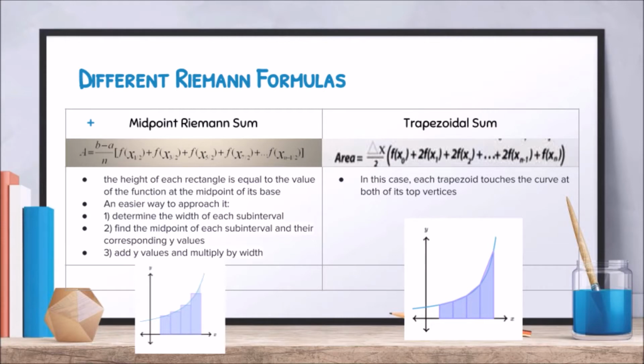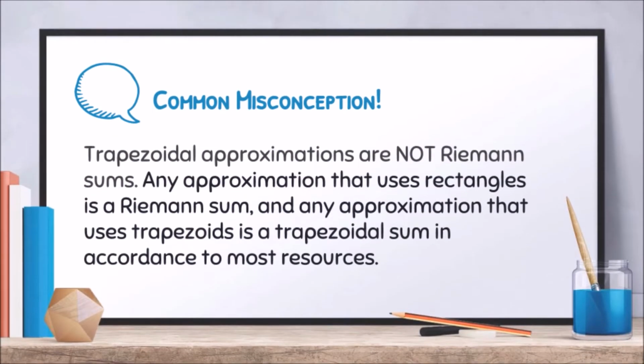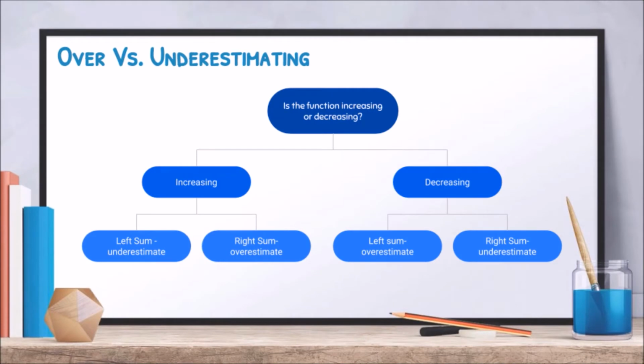In addition, you can also utilize the trapezoidal sum, where each trapezoid touches the curve at the top of its vertices. A common misconception is that trapezoidal approximations are Riemann sums. However, they are not. Any approximation that uses rectangles is considered a Riemann sum, and any approximation that uses trapezoids instead is considered a trapezoidal sum in accordance to most resources.